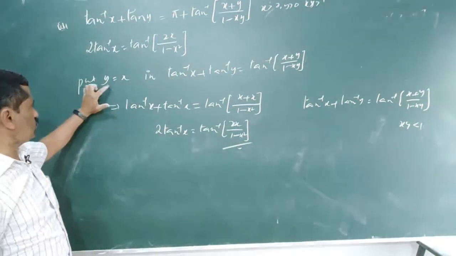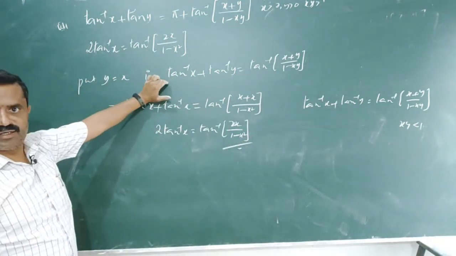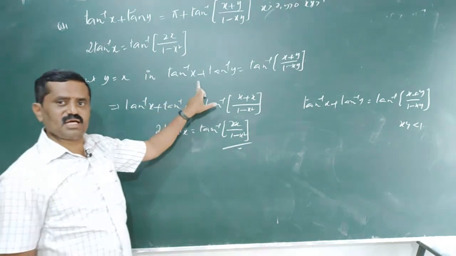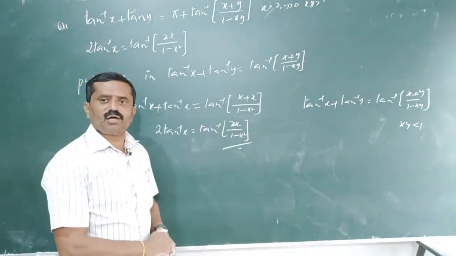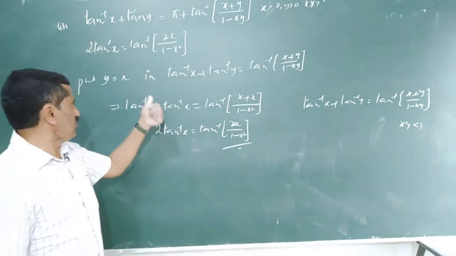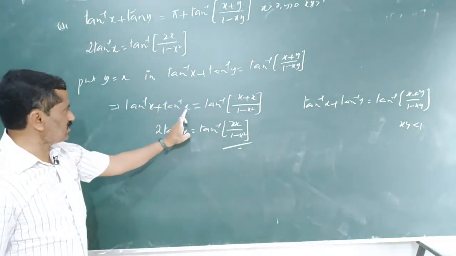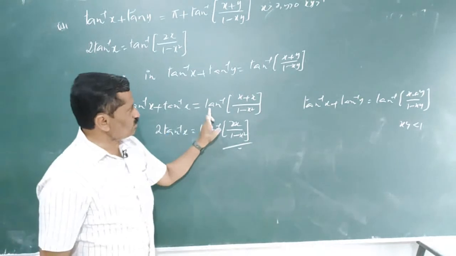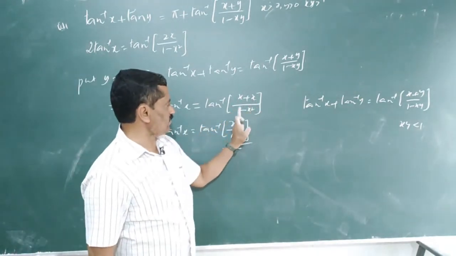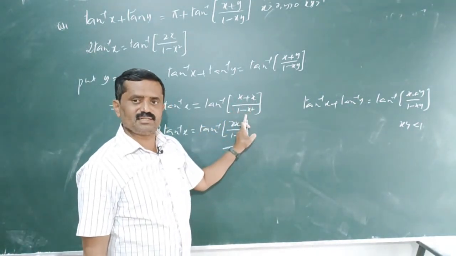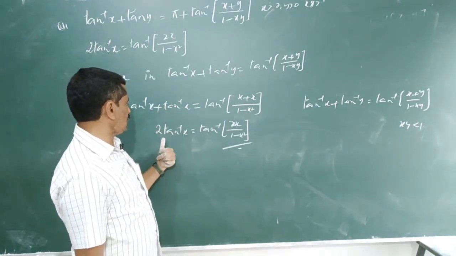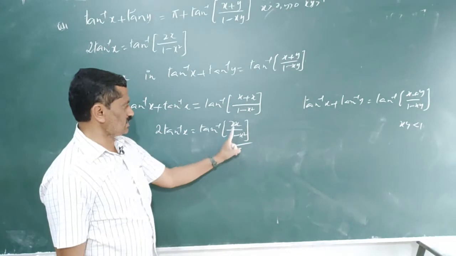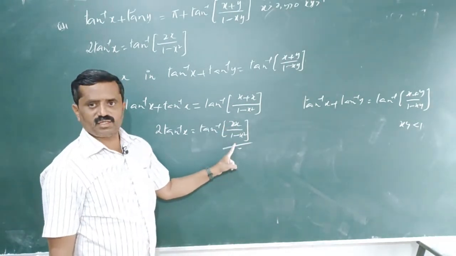Again, put y is equal to x in the equation tan inverse of x plus tan inverse of y is equal to tan inverse of (x plus y) all divided by (1 minus xy). Therefore we have tan inverse of x plus tan inverse of x is equal to tan inverse of (x plus x) divided by (1 minus x into x), that is x square. Therefore 2 tan inverse of x is equal to tan inverse of 2x divided by (1 minus x square).